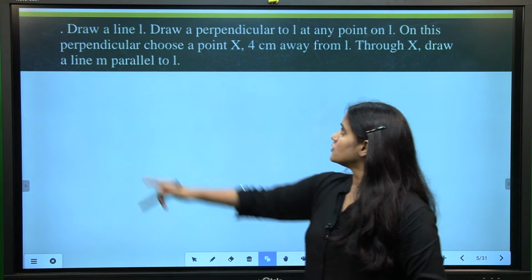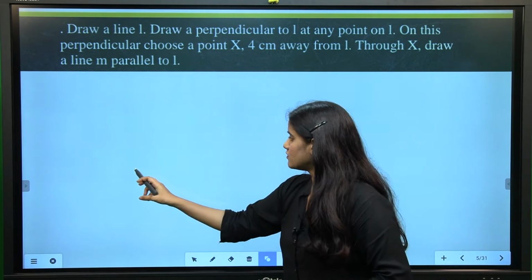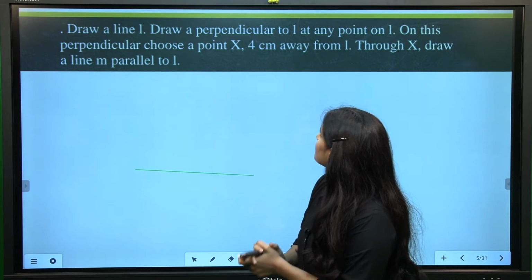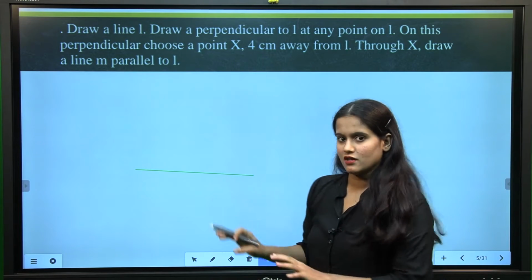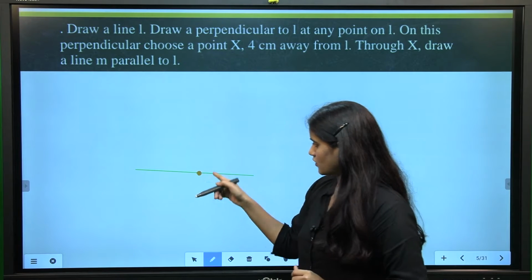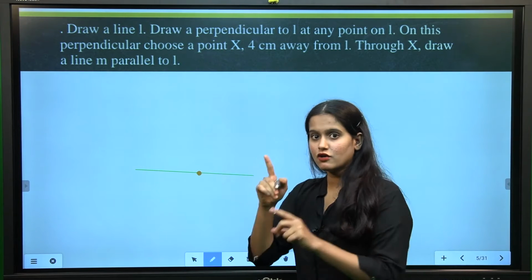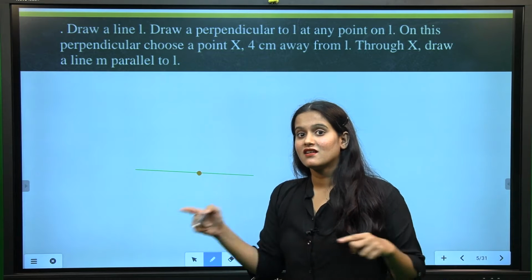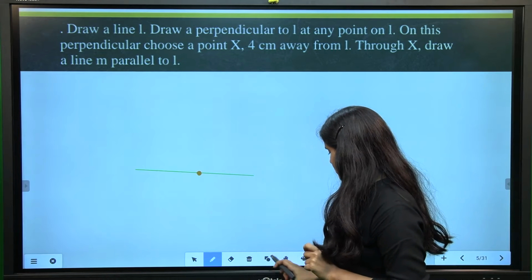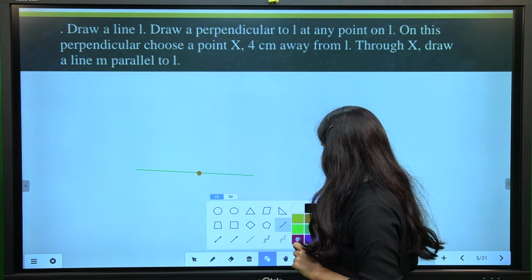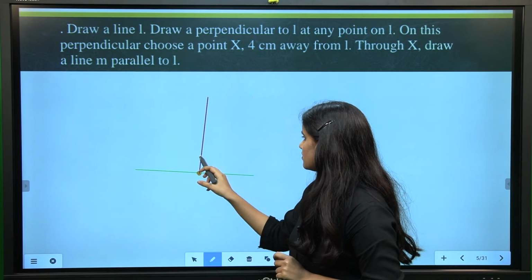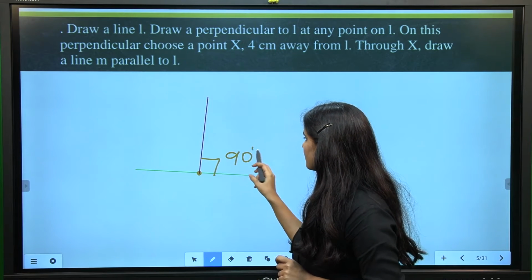So first what we need to do is, let me take a line. So they are saying draw a line L, right? So I'll just draw a line L. Next, draw a perpendicular to L at any point on L. So we need a point now. So I'll just draw the perpendicular line. We know, right? Perpendicular line means the angle between the two lines should be 90 degree. So of course I'll draw the line like this from this point. Here the angle will be 90 degree.